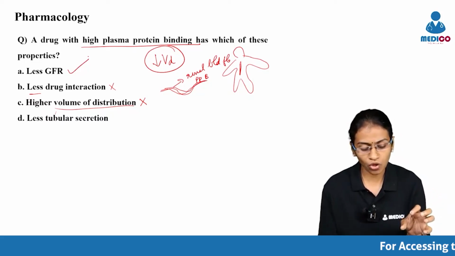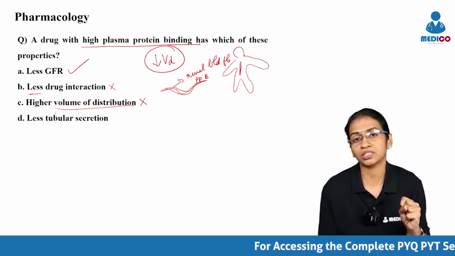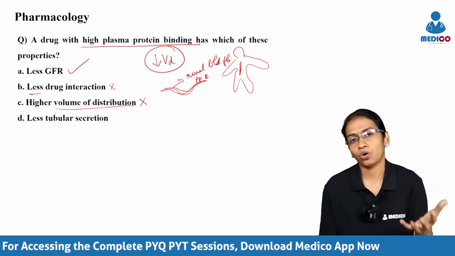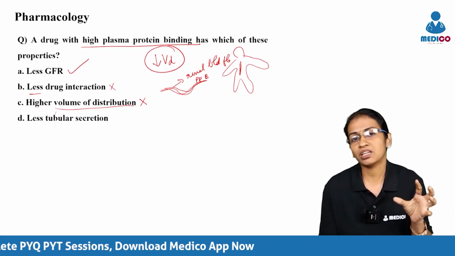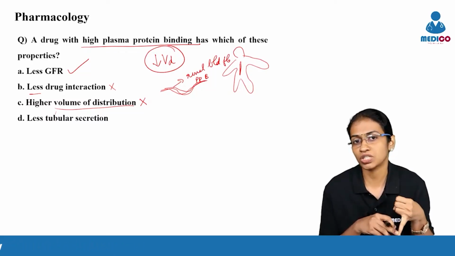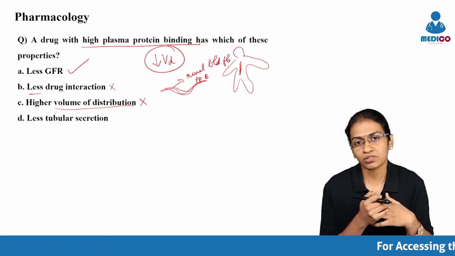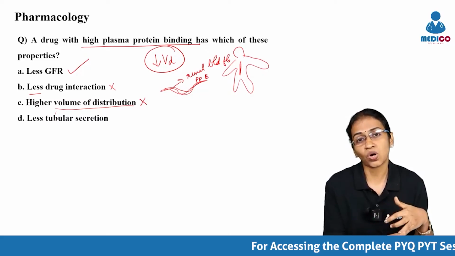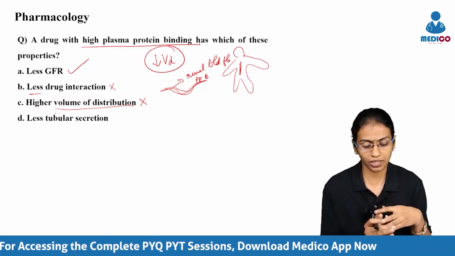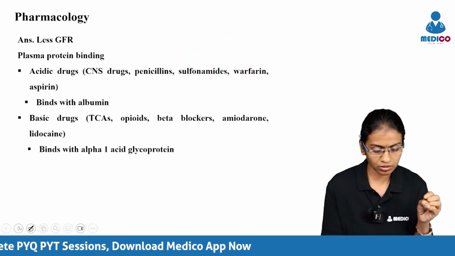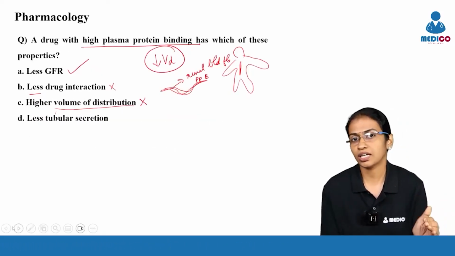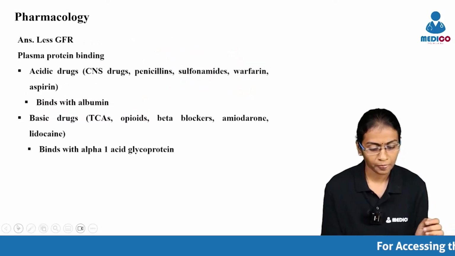Now, what about the fourth option? What is happening to tubular secretion? Tubular secretion is not dependent on your renal blood flow or your protein binding. Tubular secretion is mediated through transport proteins. We have organic acid transport proteins, organic basic transport proteins and all. So, it is not dependent on your protein binding property. So, the answer here is less GFR.